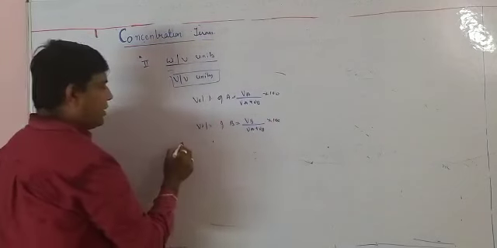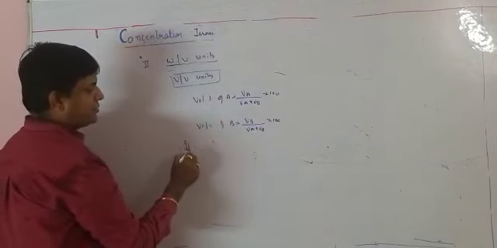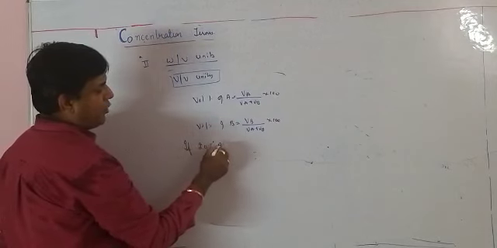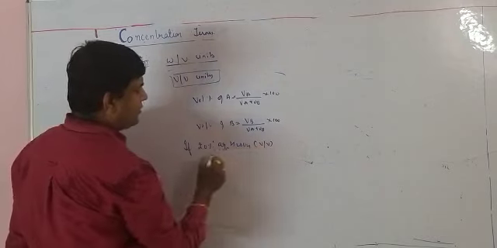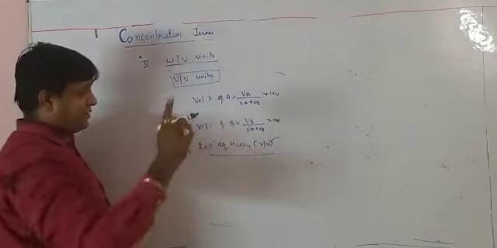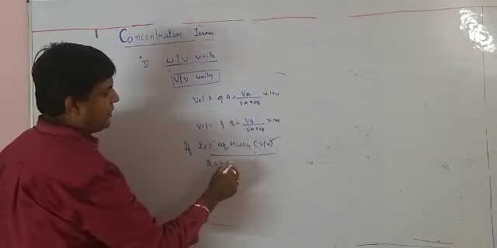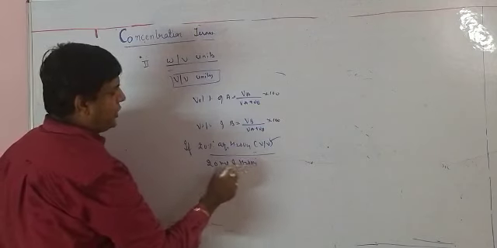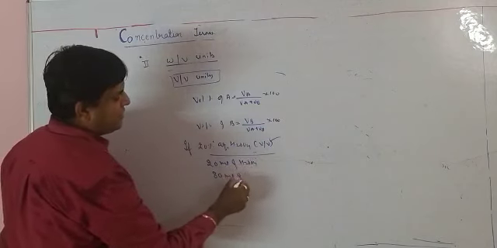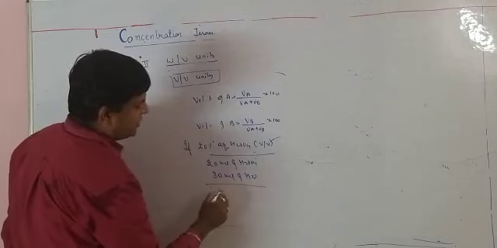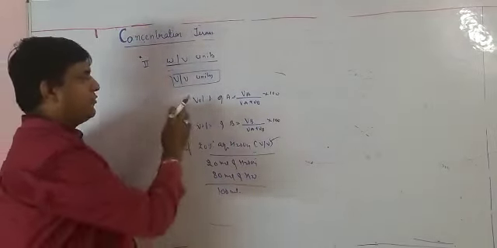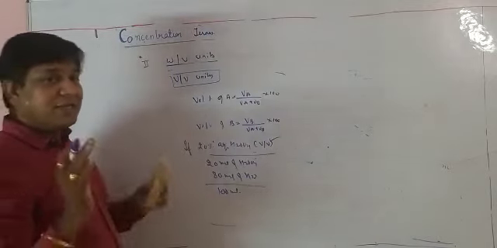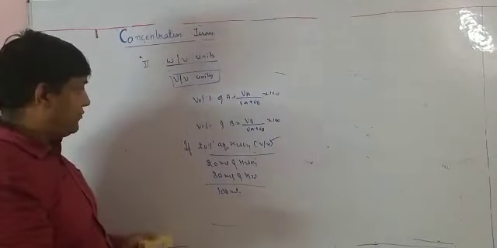Remember this point. If in the numerical it is given 20% aqueous H2SO4 V upon V, it means volume percent is given. So 20 ml of H2SO4 is mixed in 80 ml of water. So the resultant solution is 100. So this is the volume percent. So these are the concentration terms that we have done.